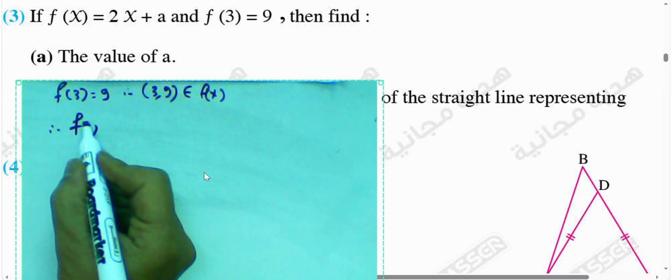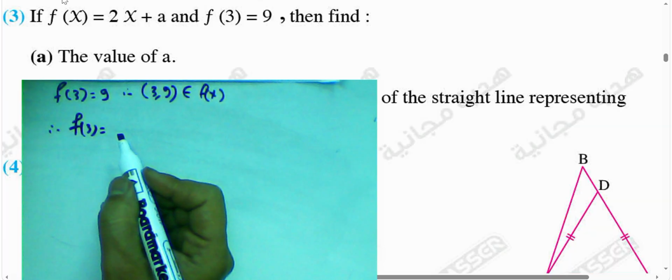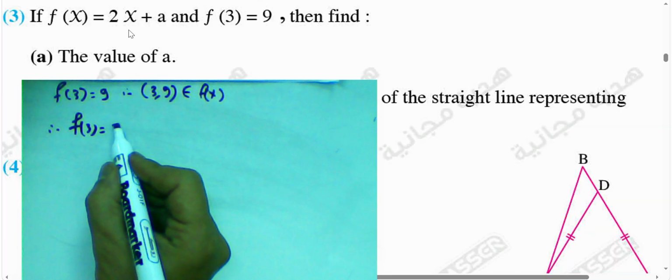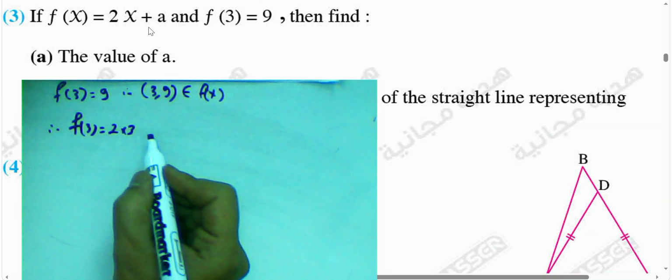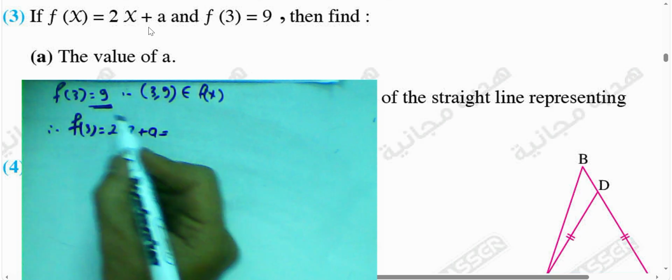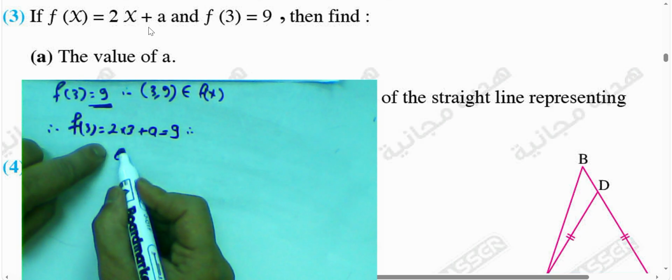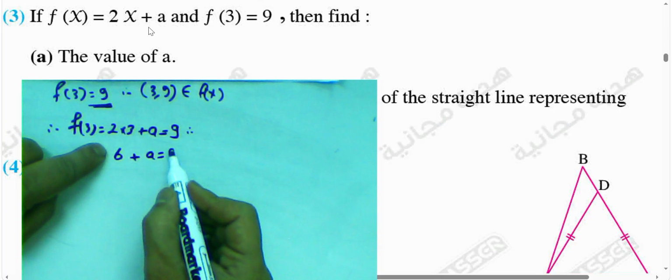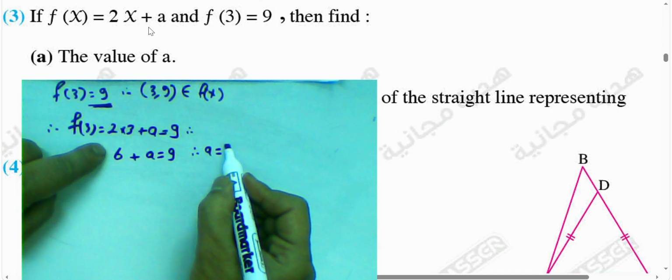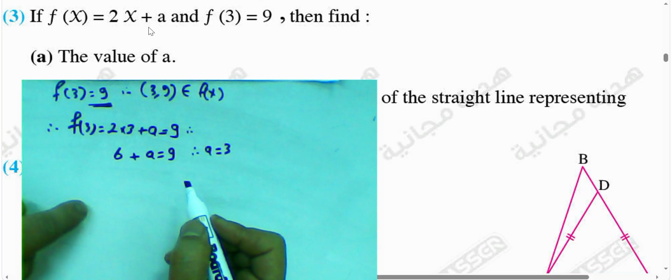Then f of 3 equal, put the function here, look, the value of x equal 3. We have 2 multiplied by 3 plus a. The answer will be 9. Now we can solve. 2 times 3 equals 6. 6 plus a is 9. And the value of a here equal 3 because 6 plus 3 equal 9.